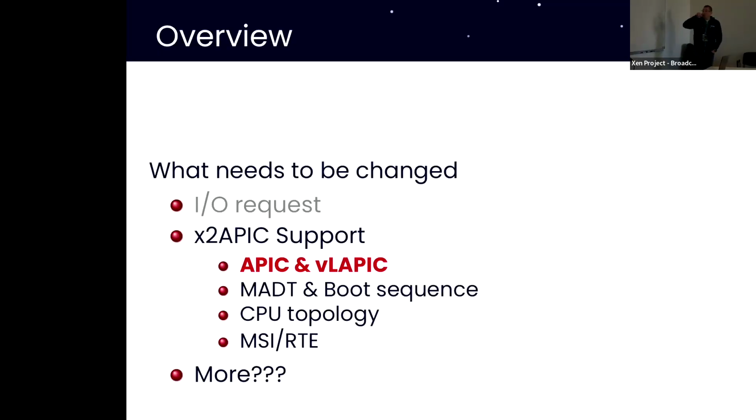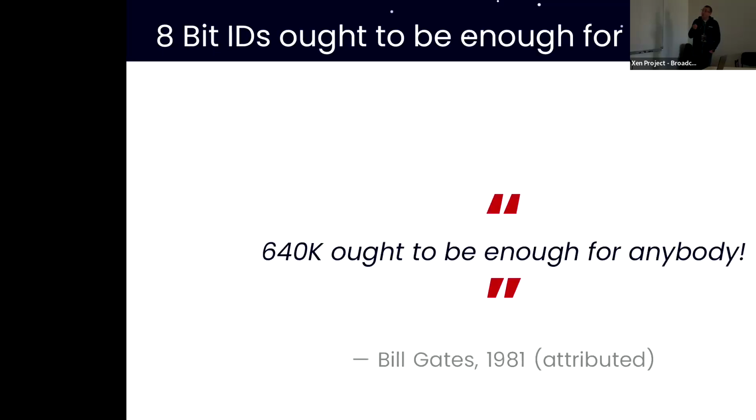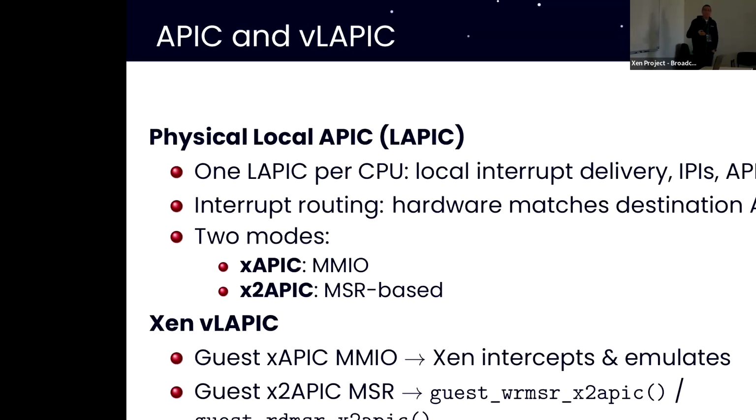Then the second problem is a little bit bigger one, and I will start with a quote. Some might remember this one. I rephrased it a bit on the top. So, 8-bit domain IDs ought to be enough for everyone. This was maybe some Intel engineer who said this.